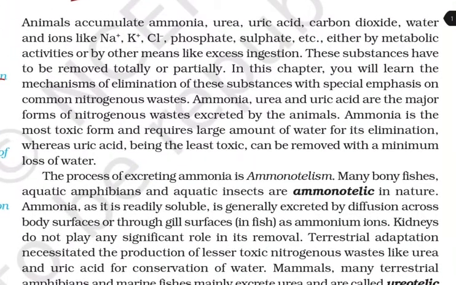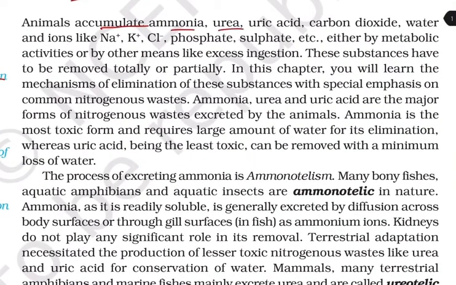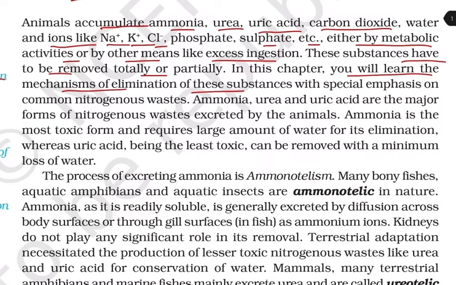Animals accumulate ammonia, urea, uric acid, carbon dioxide, water, and ions like sodium, potassium, chlorine, phosphate, sulfate, etc., either by metabolic activities or by other means like excess ingestion. These substances have to be removed totally or partially. In this chapter, you will learn the mechanism of elimination of these substances with special emphasis on the common nitrogenous wastes. Ammonia, urea, and uric acid are the major forms of nitrogenous waste excreted by animals.